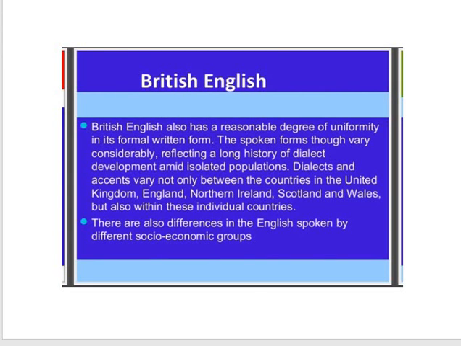British English also has a reasonable degree of uniformity in its formal written form. The spoken forms, though, vary considerably, reflecting a long history of dialect development amid isolated populations. Dialects and accents vary not only between the countries in the United Kingdom, England, Northern Ireland, Scotland, and Wales, but also within these individual countries. There are also differences in the English spoken by different socio-economic groups.